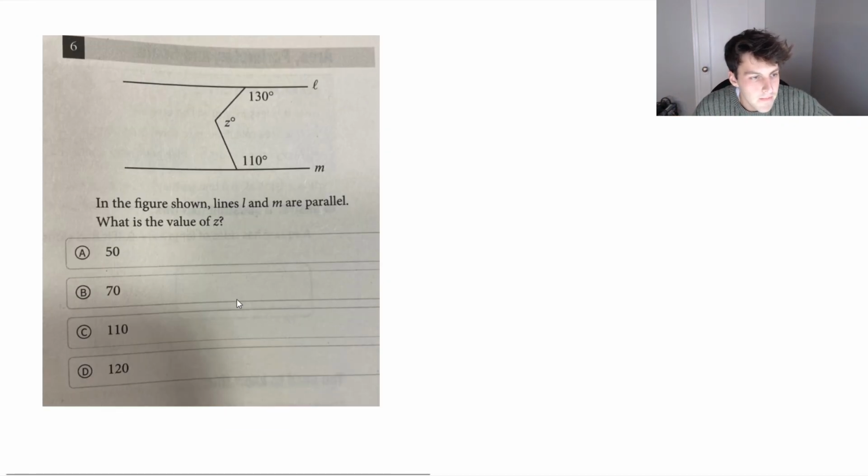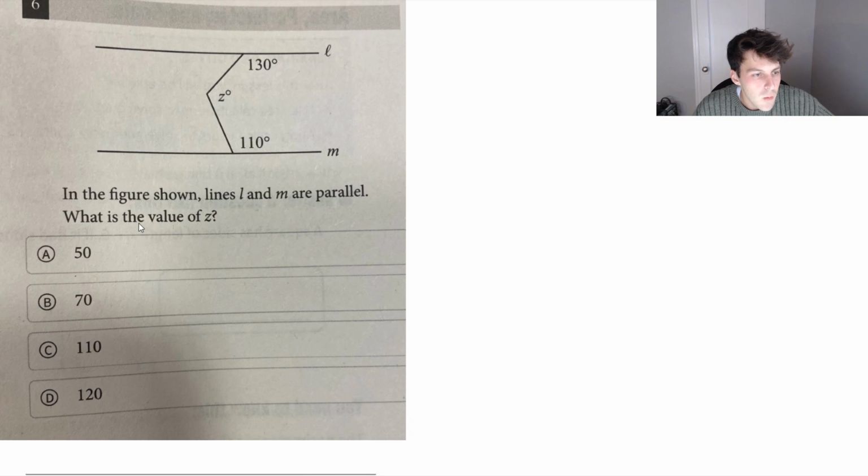Next question. Okay, we've got 2 parallel lines, L and M. It's asking us what's the value of Z. Okay, this one doesn't look too bad. Okay, well, we are given some angles here. What I like to do is kind of just extend these lines and see what else we can figure out. Let's extend that line right there.